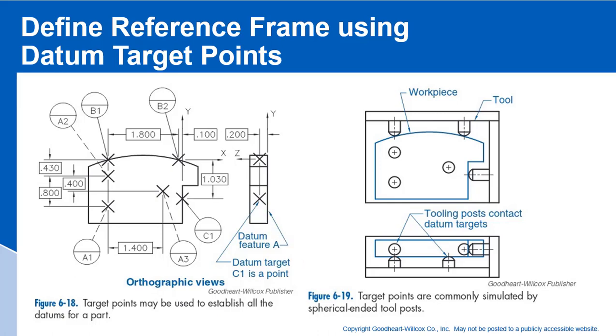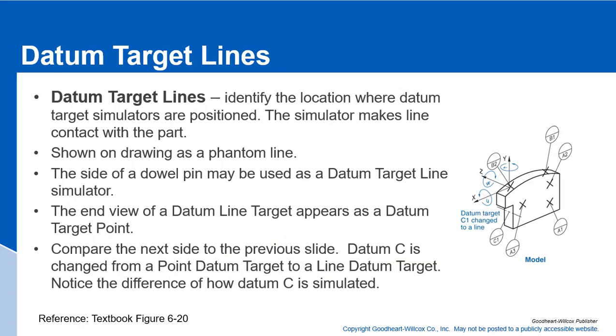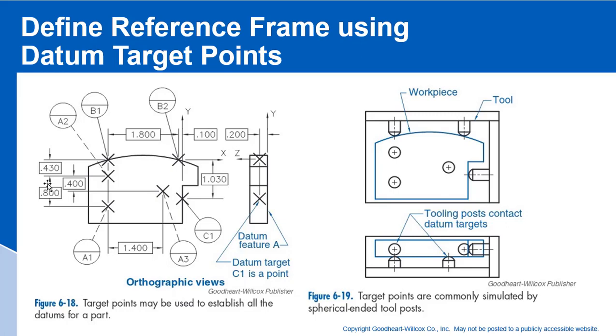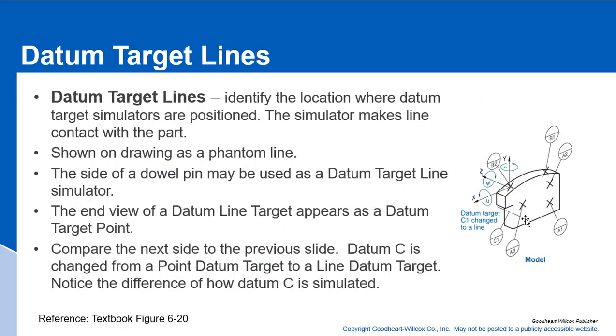Okay, so let's talk about datum target lines. A datum target line identifies the location where datum target simulators are positioned. The simulator must make line contact with the part. Shown on the drawing is a phantom line, so we're going to show a phantom line on the drawing here. This is actually for a model, and then our identifier for a target line.